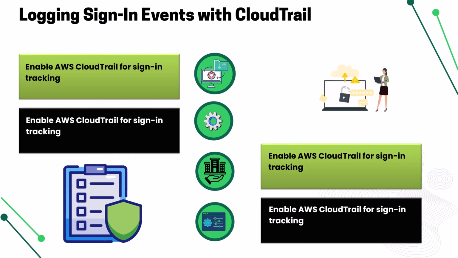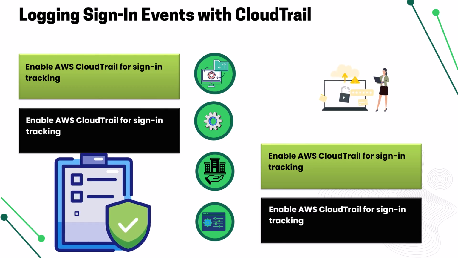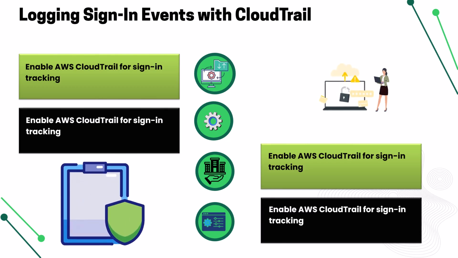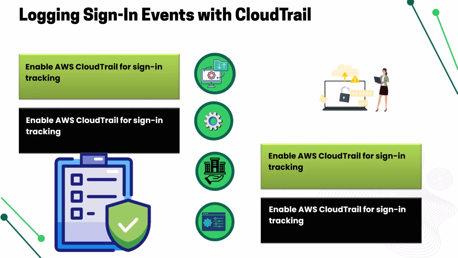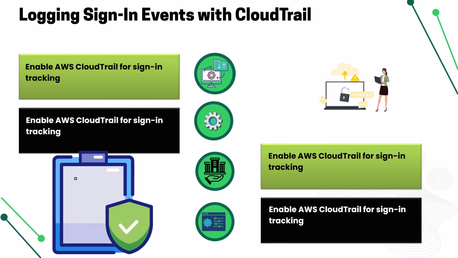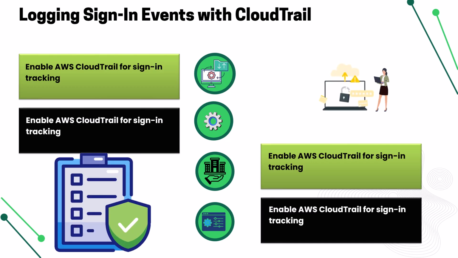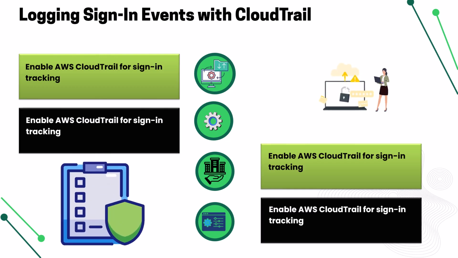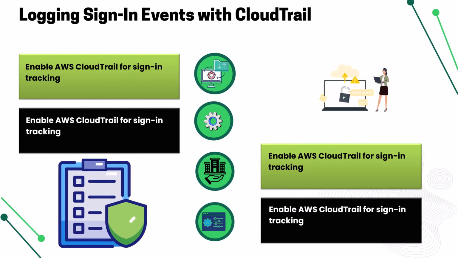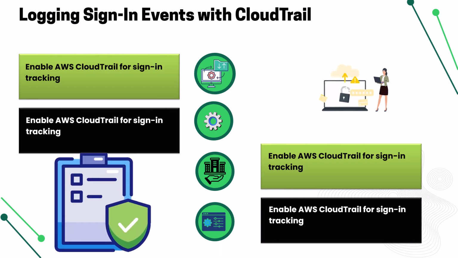Want to know who's been sneaking into your AWS account? CloudTrail has your back. Enable it to track sign-ins. Review logs regularly. If you see logins at 3 a.m. from a country you've never visited, it's time to investigate. Set up alerts for suspicious activity so you're not caught off guard. And don't forget, logs are great for audits, proving you're following security best practices.